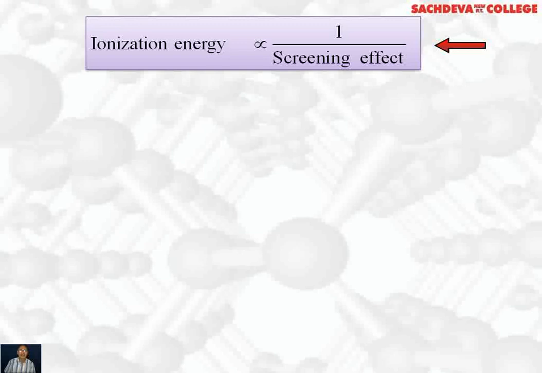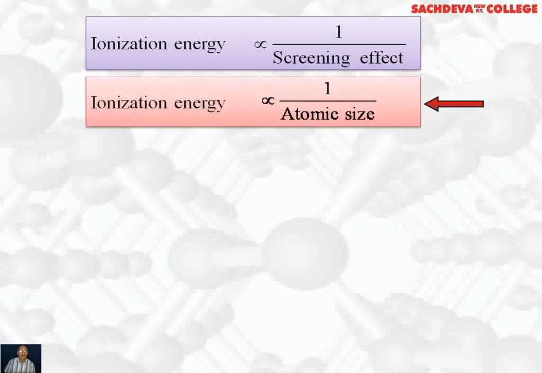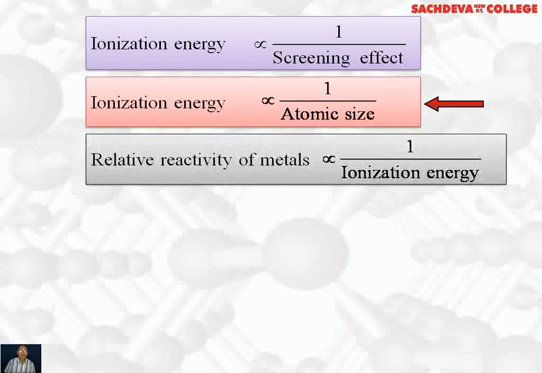Next point is ionization energy is inversely proportional to screening effect. Means greater the screening effect, lesser will be the ionization energy. Third is ionization energy is inversely proportional to atomic size. Smaller the atomic size, higher will be ionization energy.